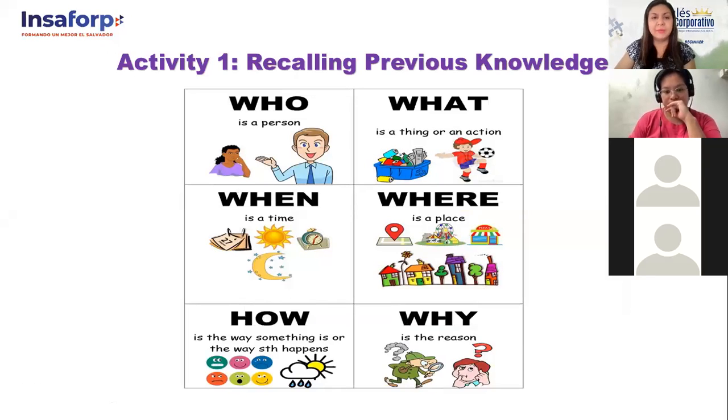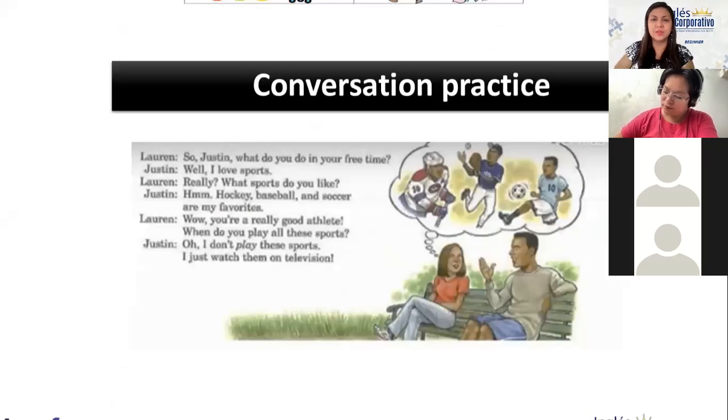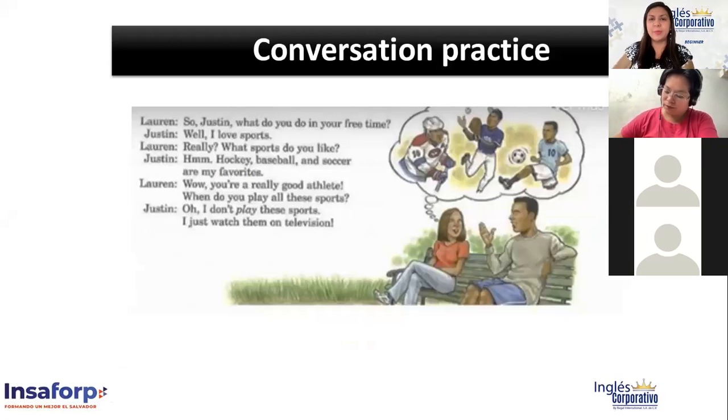Okay, so remember, who to ask for a person, what, things or actions, when, time, where, a place, how, the way something is, the way something happens. It depends, right? Because how old, to ask about age, how often, frequency, how long, duration of time. Why, porque, the reason. Now, here we have a conversation between Lauren and Justin.